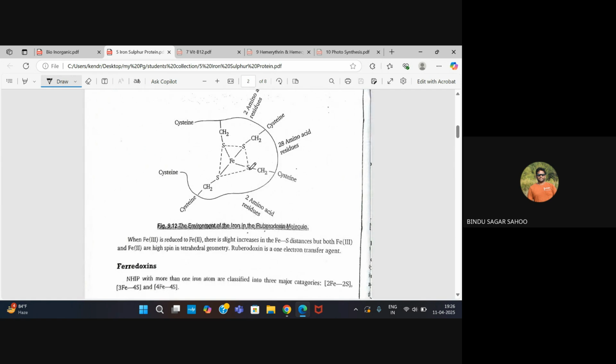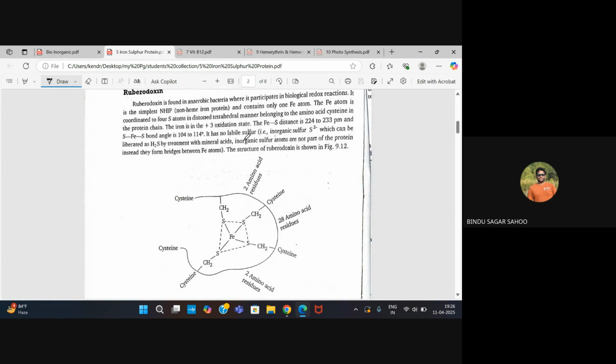And what is the function of iron sulfur proteins? Definitely, these are electron transfer agents. Rubredoxin is a one-electron transfer agent because here one Fe atom is present, and this Fe can get reduced to Fe2+ and further oxidized to Fe3+ like that. Since one Fe atom is present, it can be a one-electron donor or one-electron transfer agent.